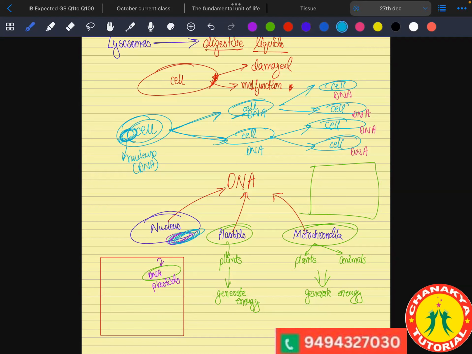In order for the cell to work, it must have plastids, it must have mitochondria, and in order for these to work, there must be DNA. So if they do not have to depend on a nucleus, that's why they produce their own DNA. Okay, so that is the reason why these have their own DNA.